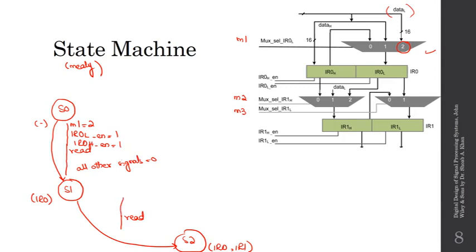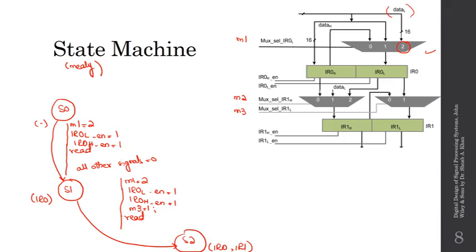When we go about the second successive read, again M1 should be equal to 2 and IR0L enable should be equal to 1, IR0H enable should be equal to 1. Apart from these signals, we need to set the select lines for these 2 multiplexers as well. So let's just see that. We need to save IR0L into IR1L. That is done through M3 being 1. So we can say that M3 is equal to 1.